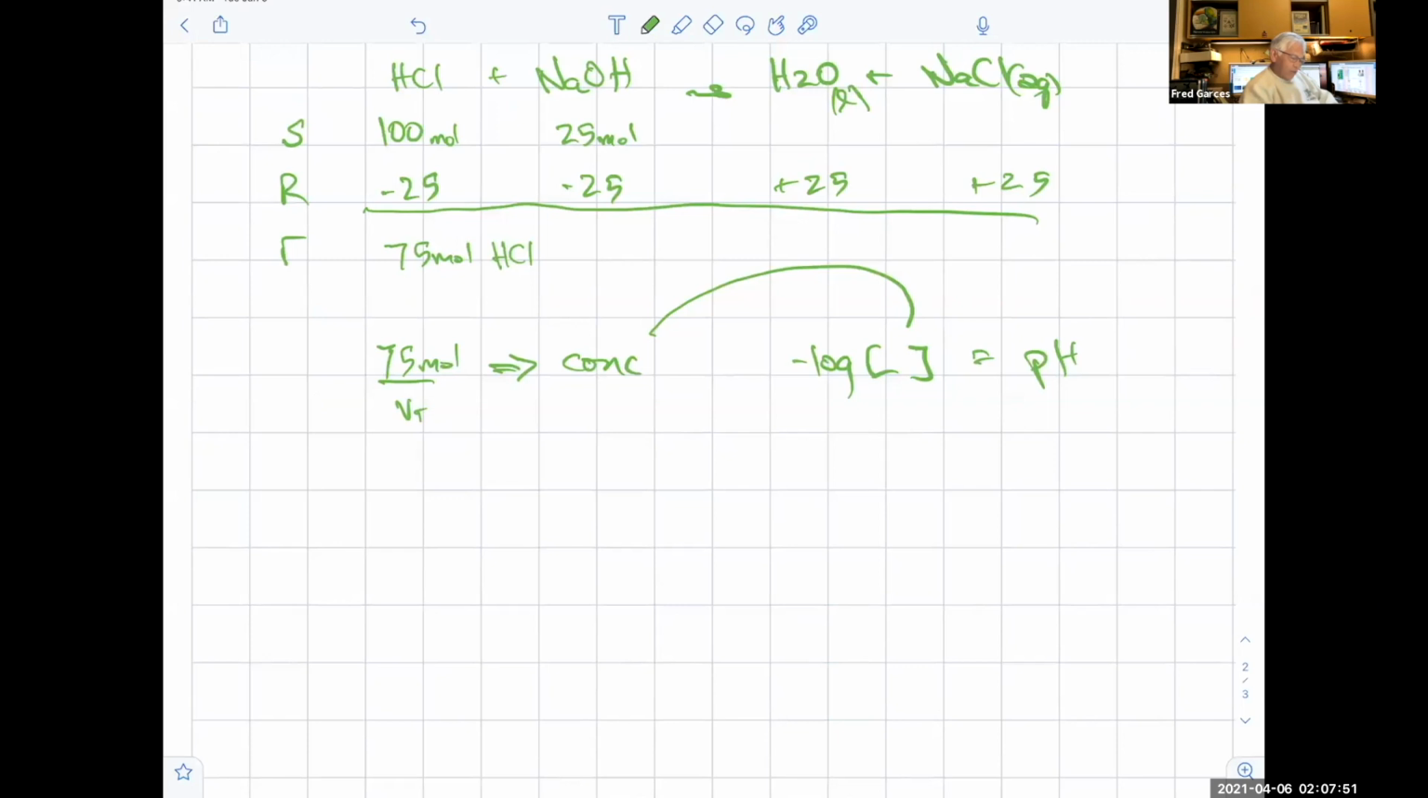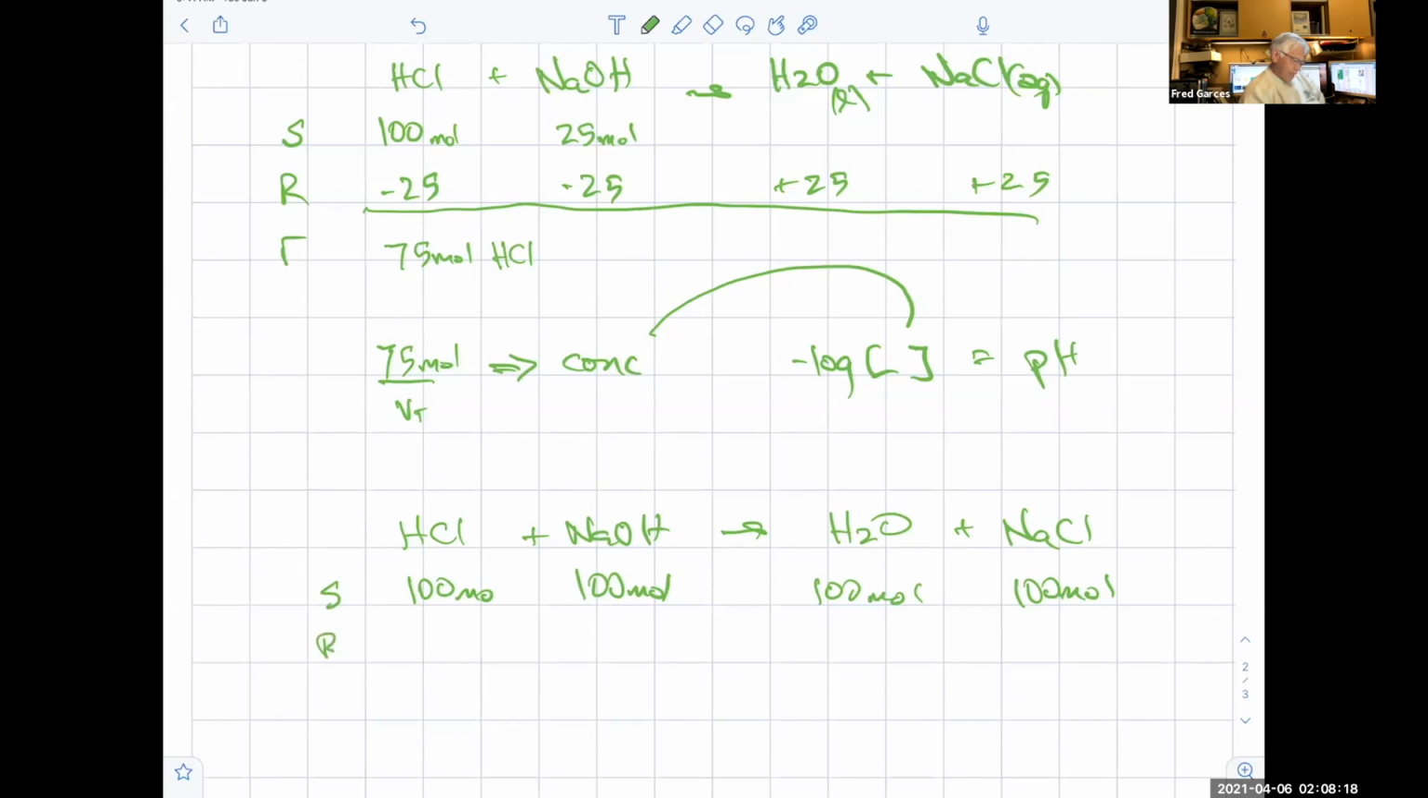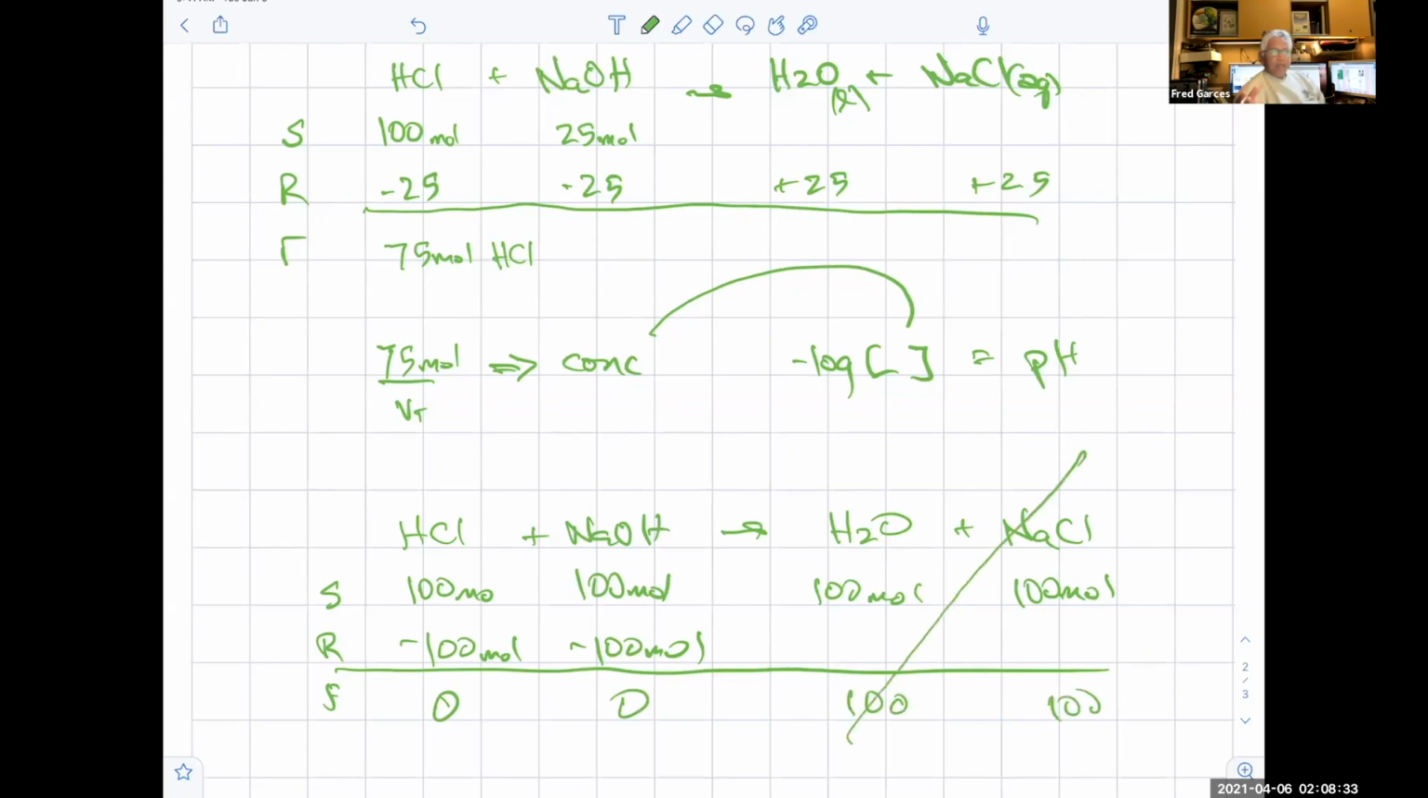What happens, of course, when you reach the equivalence point, is that this now is 100 moles, and this is 100 moles. Then the water that you form is also 100 moles, and the sodium chloride that you form is also 100 moles. These are not important in the product. Why? Because they don't really do any acid-base chemistry. So that's your start, that's your react, that's your finish. Your limiting is 100, so it looks like you have nothing, 0, 0. This is 100, this is 100, but these don't give you any pH value.